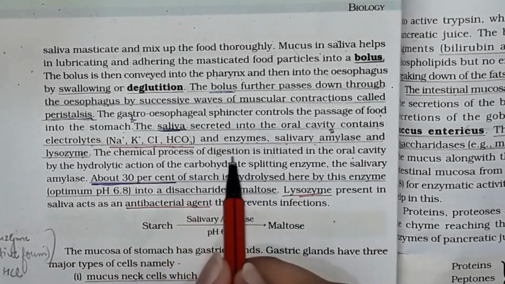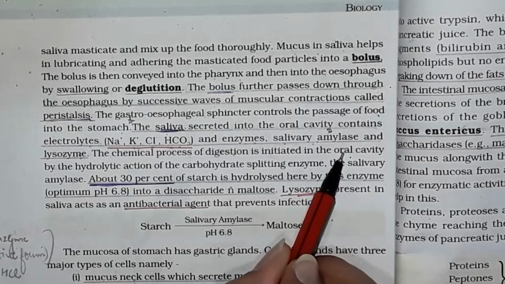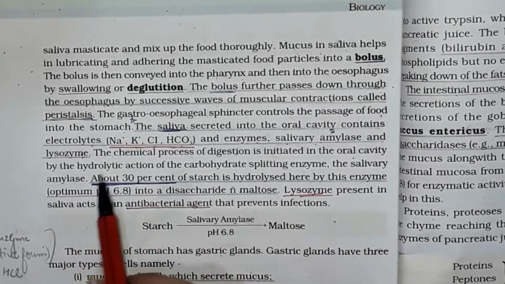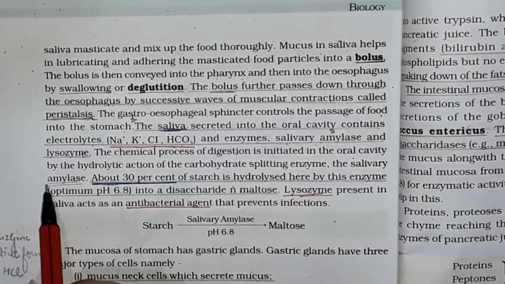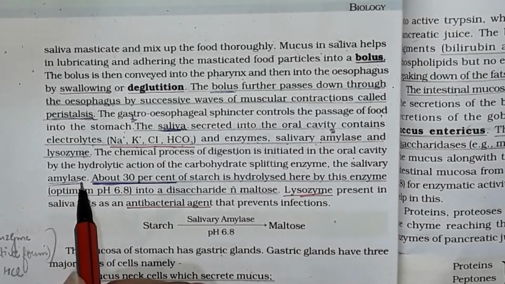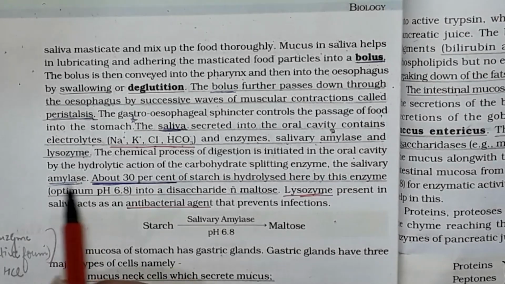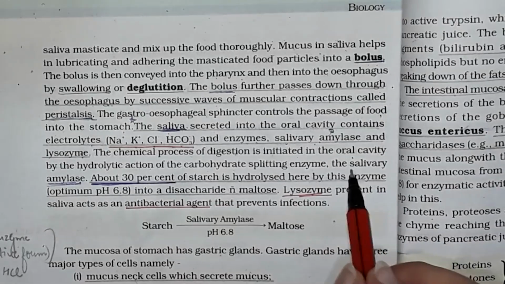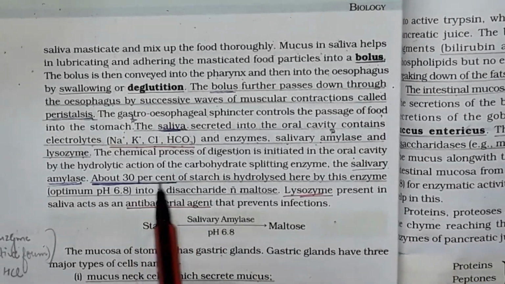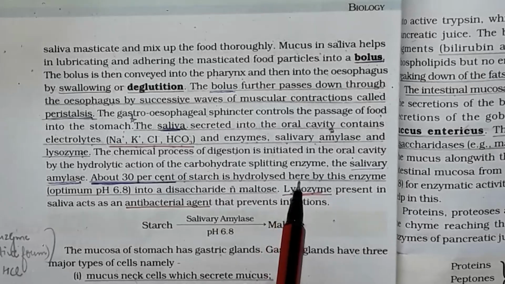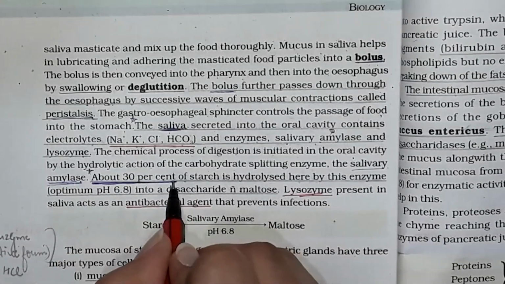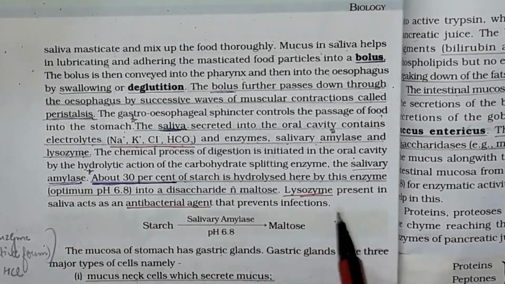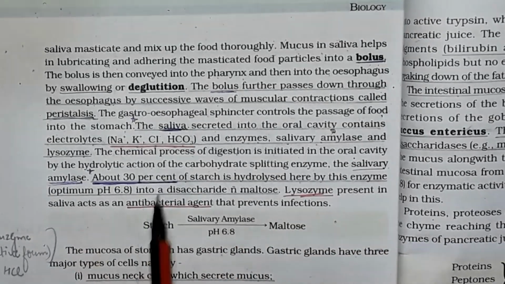The chemical process of digestion is initiated in the oral cavity, as we all know, by the hydrolytic action of the carbohydrate splitting enzyme, that is the salivary amylase. This you have to remember. As we eat the food, the digestion is started from the oral cavity, and what helps in digestion there is the salivary amylase. About 30% of starch is hydrolyzed here by this enzyme. This you have to remember. What's the percentage of the starch that is hydrolyzed here by this enzyme? That's 30%.